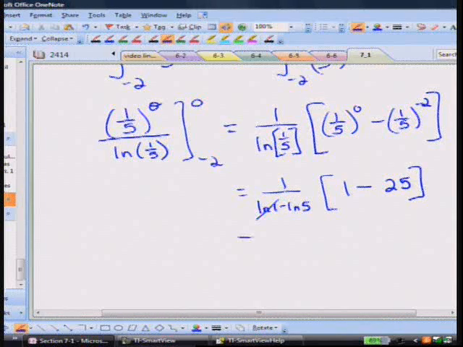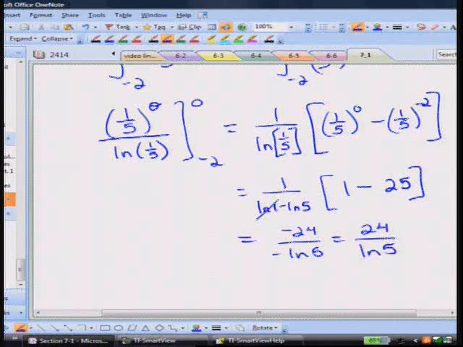All right. So this is negative 24 over negative ln 5, which is 24 over ln 5.